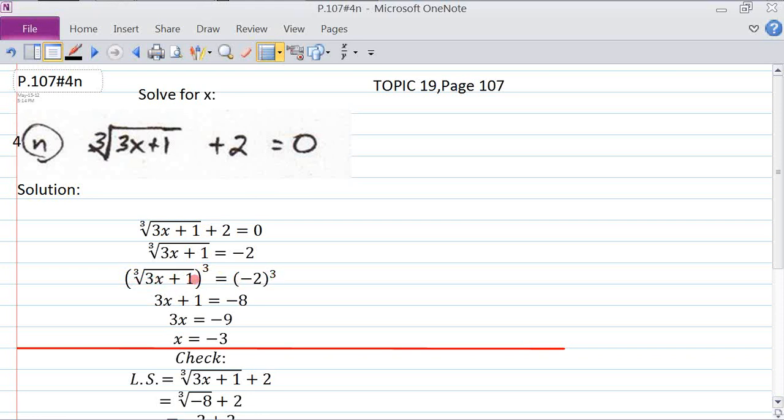So I'm going to cube this side, the left side, get this, to get rid of this here, and I have to cube the right side. This negates this, and I'm just left with this. Minus 2 times minus 2 times minus 2 is really minus 2 cubed, so I get minus 8. And I bring the 1 over to this side, I get 3x equals minus 9, and x equals minus 3.